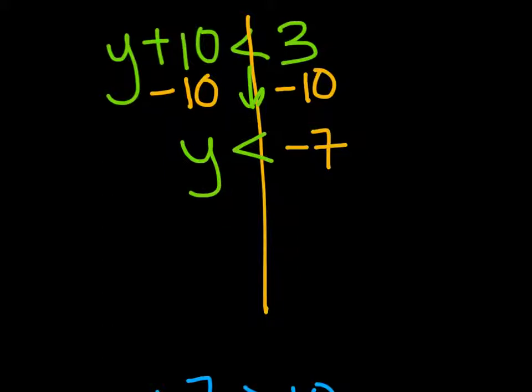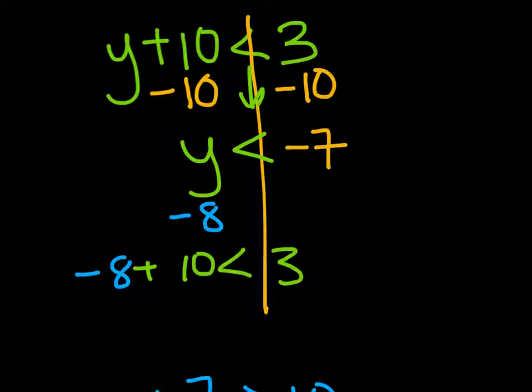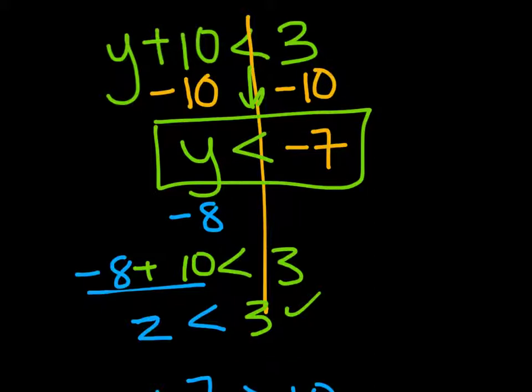So let's check our work. If y is less than negative 7, then negative 8 would work for this situation. Let's check. Negative 8 plus 10, is that less than 3? Negative 8 plus 10 is a positive 2, and yes, that's less than 3. Awesome. So we solved our inequality.